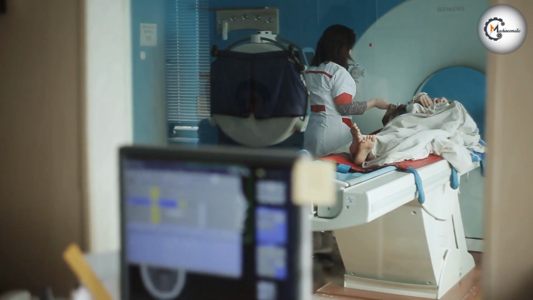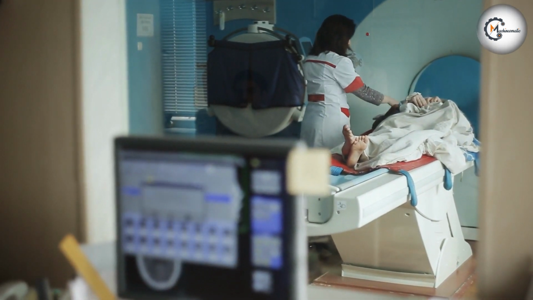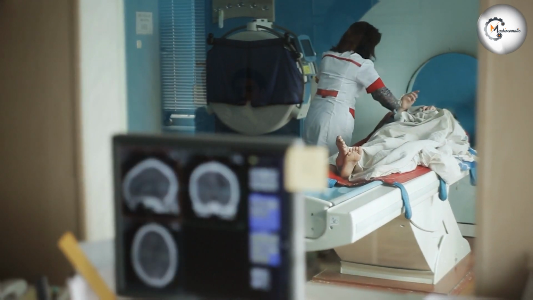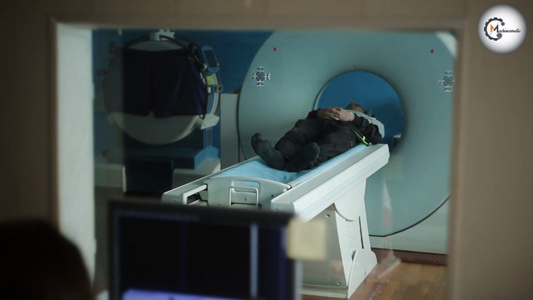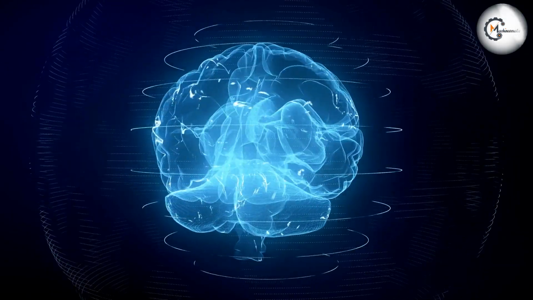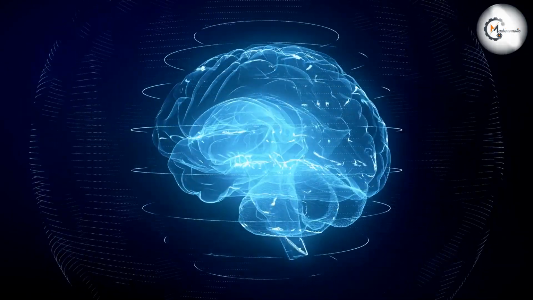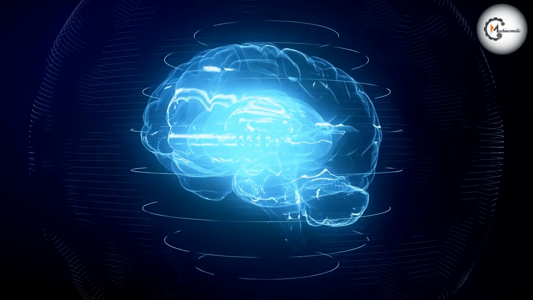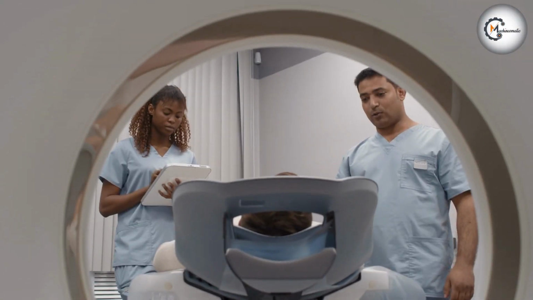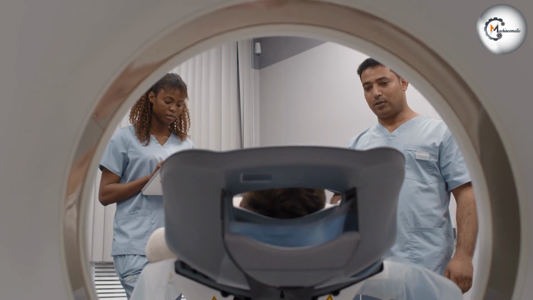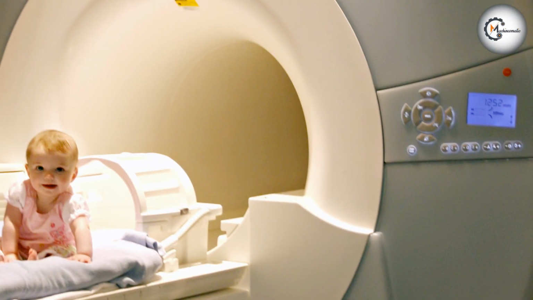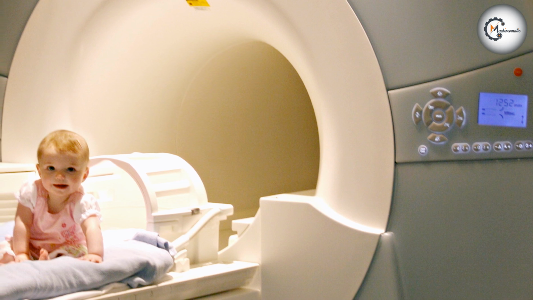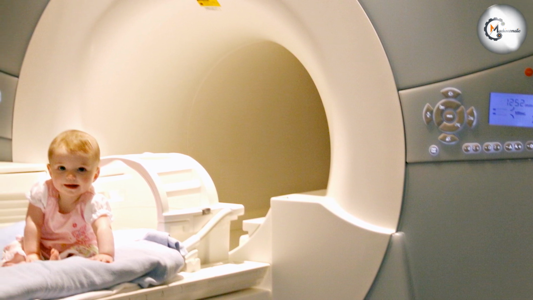MRI, on the other hand, uses a large machine to create detailed images of the brain structure. The patient lies down on a table that is inserted into the machine. The machine then uses a magnetic field and radio waves to create detailed images of the brain. The process can take up to an hour or more to complete, and requires the patient to remain still during the procedure. This can be difficult for some children, especially those with autism who may have difficulty remaining still or who are sensitive to loud noises.